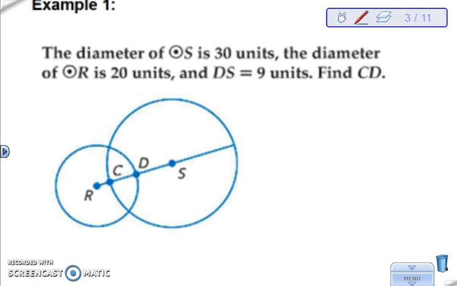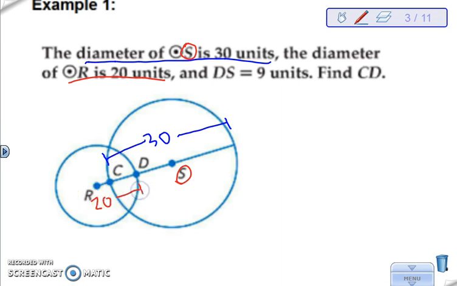we are given the lengths of the diameters of the two circles and asked to solve for a missing piece of the line segments. So we know the diameter is 30 units for circle S. Since it says S right here, we're talking about the large circle. So our diameter, we know, goes all the way across. The diameter of the smaller circle is 20 units. So we know that our 20, again, is going to go all the way across the circle.